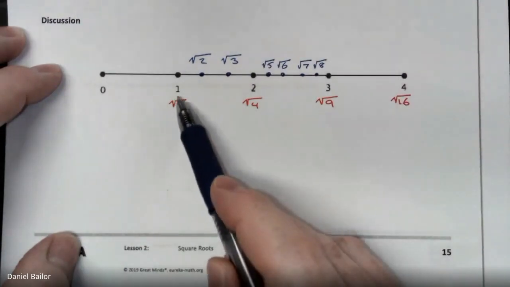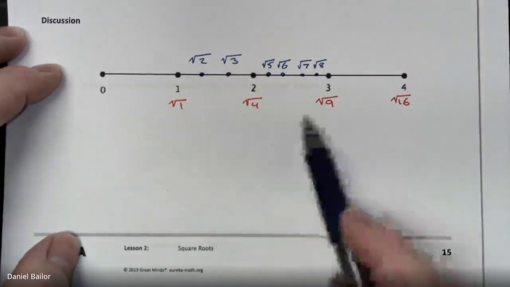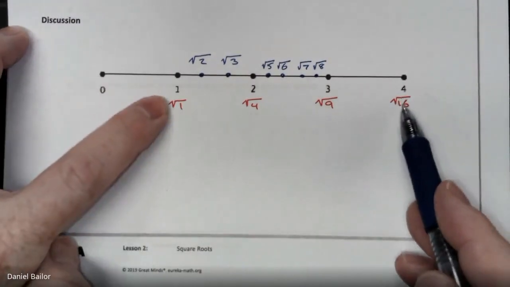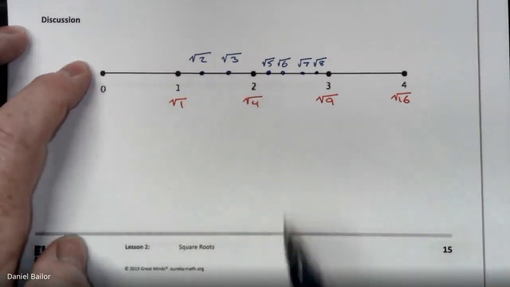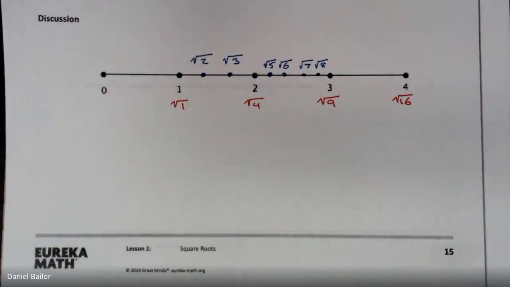Some square roots are whole numbers, like the square root of 1, 4, 9, and 16 make whole numbers. Some square roots make decimals. So don't just think square roots are always whole numbers. Today, yes, in your work, you're going to see whole numbers. But it is possible for square roots to be decimals. Let's look at this a little bit more.